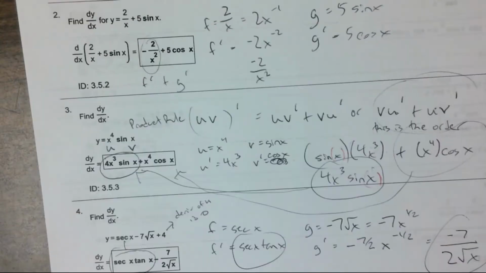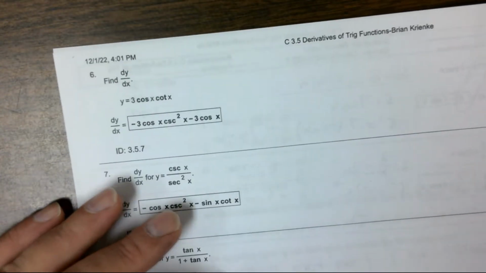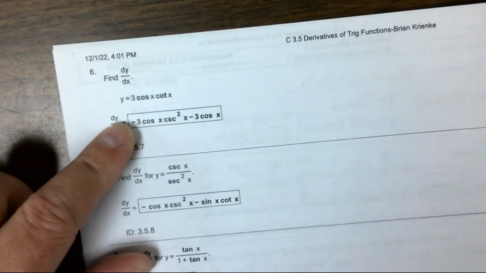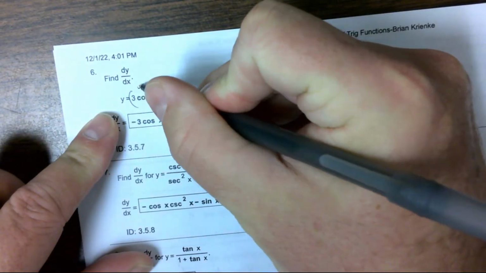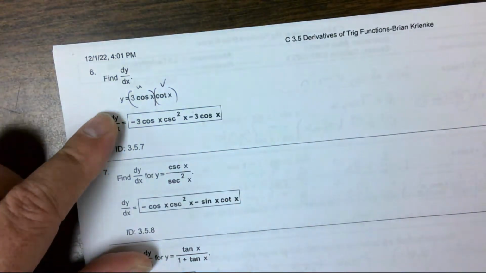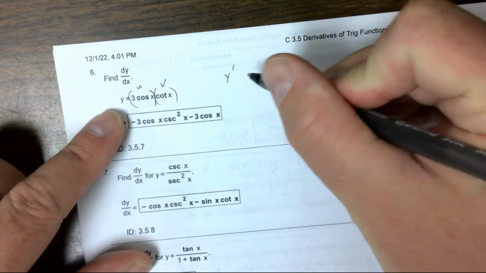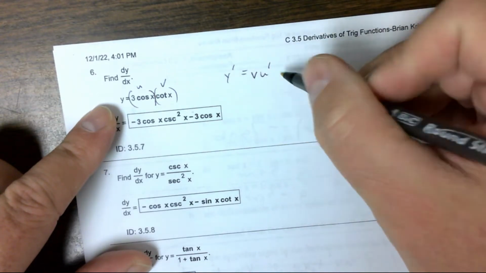Okay, getting back to the problems, we did the first 5, and now on number 6, we're finding the derivative of 3 cosine x cotangent x. So what we want to do is treat this part as the u function and this part as the v function. For y prime, we're going to use the product rule, so we're going to say v u prime plus u v prime.